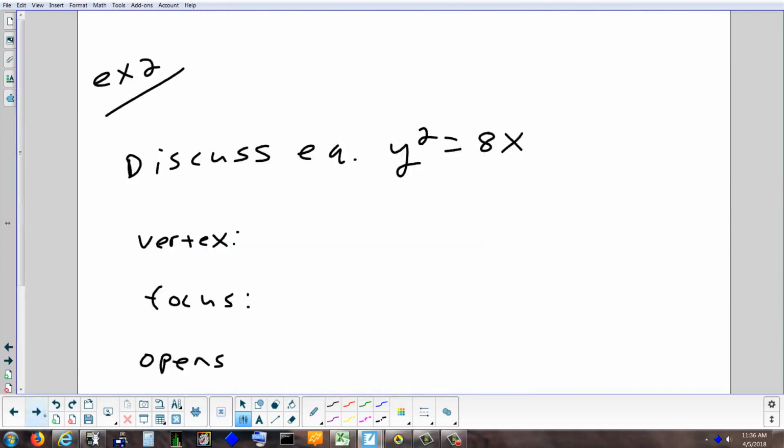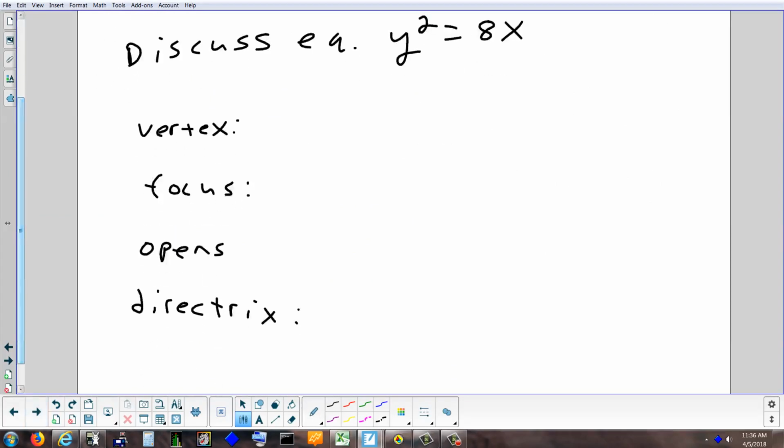Okay, let's try this one. You don't have to graph this. I just want you to tell me some stuff about this equation. So I'm giving you the equation. You're going to tell me which way it opens, the directrix, the focus, and the vertex.